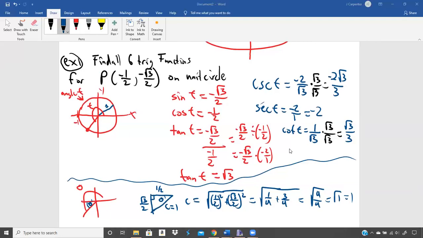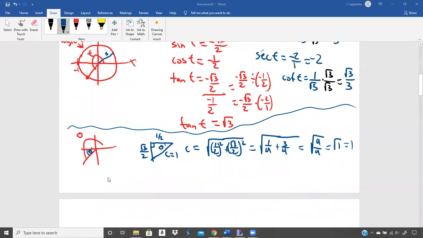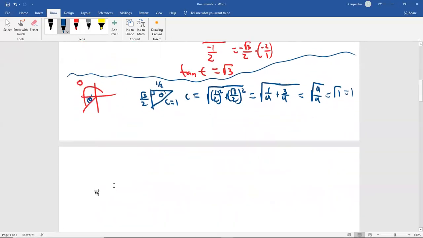So this idea of using the unit circle to find the trig functions, honestly, we don't really use it for problems like this. This is not a typical problem. So when do we use it? We typically use this for what we call quadrantal angles.